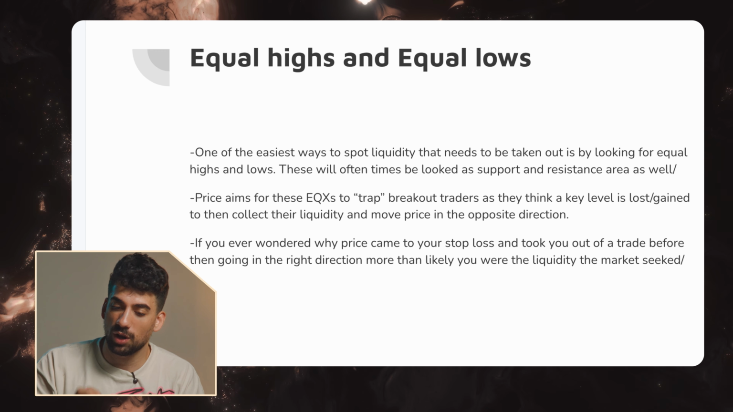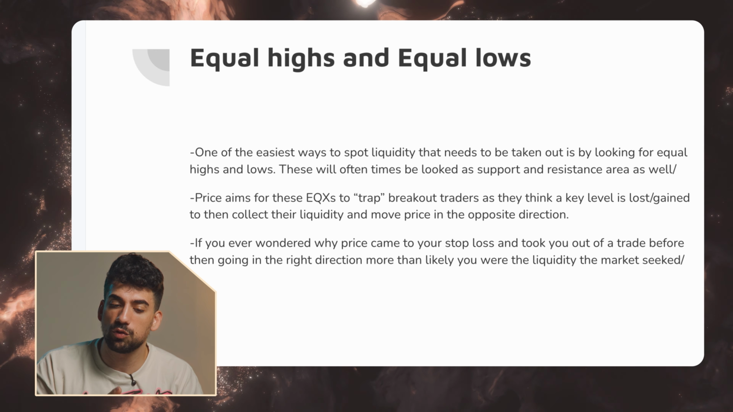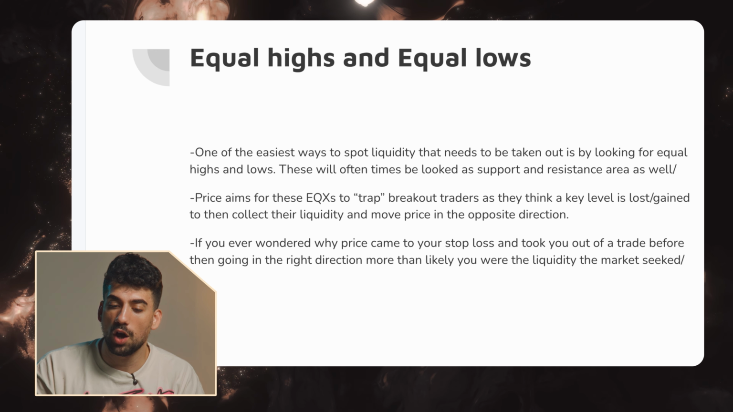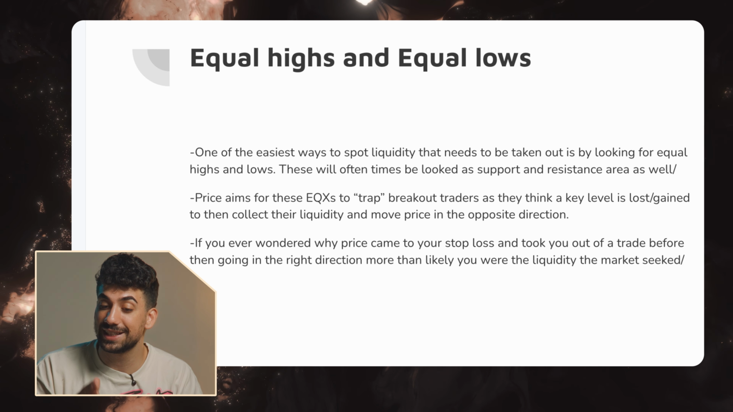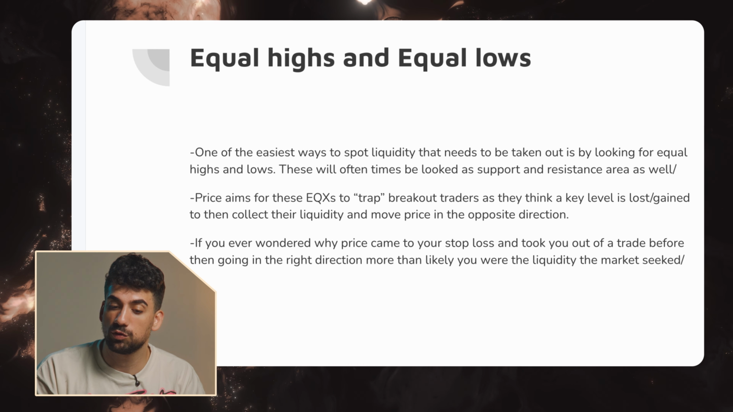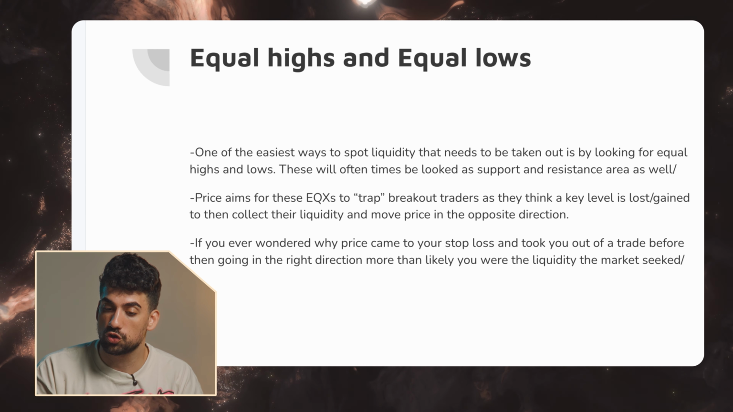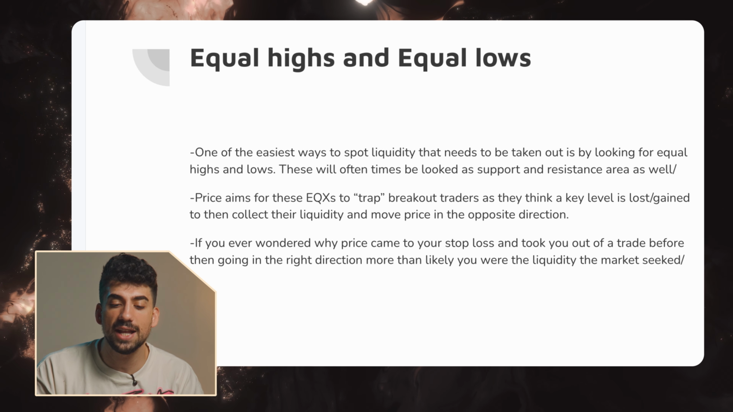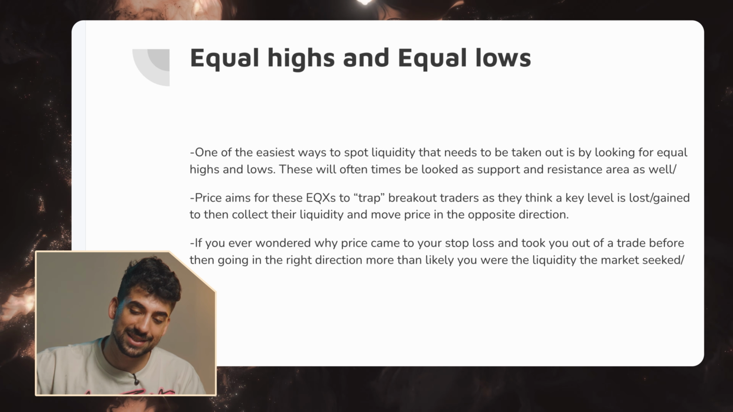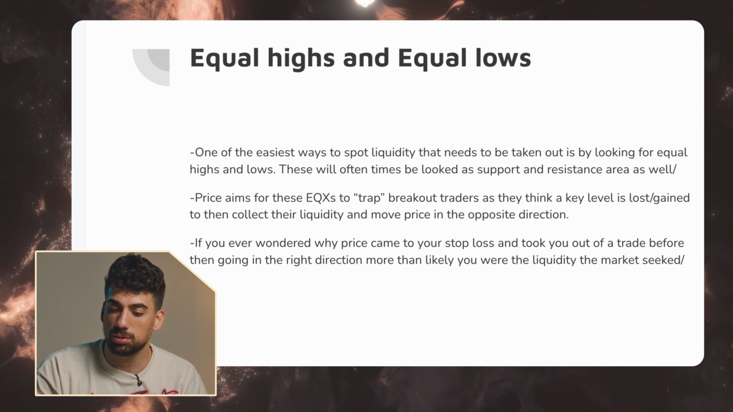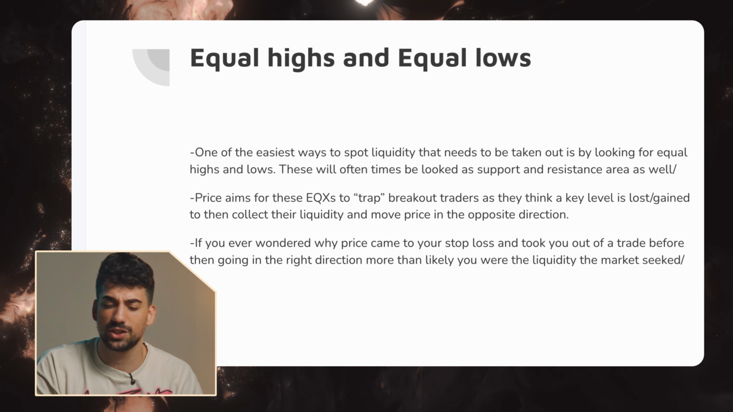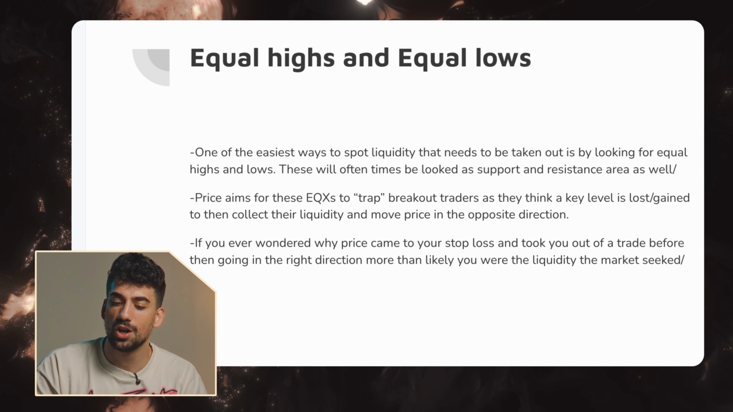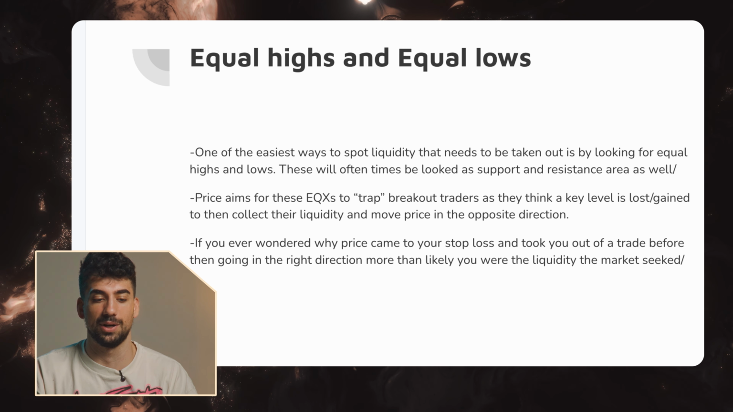One of the easiest ways to spot liquidity that needs to be taken out is by looking for equal highs and lows. These will oftentimes be looked at as support and resistance areas as well. Price aims for equal highs or lows to trap breakout traders who think a key level is lost or gained, to then collect their liquidity and move price in the opposite direction. If you ever wonder why price came to your stop loss and took you out of a trade before then going in the right direction, more than likely you were the liquidity the market sought.